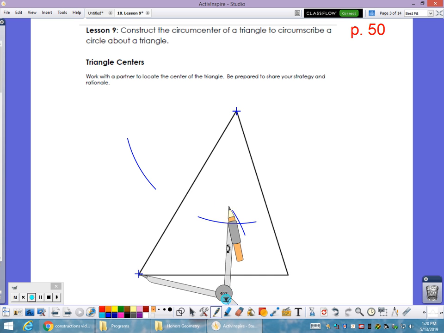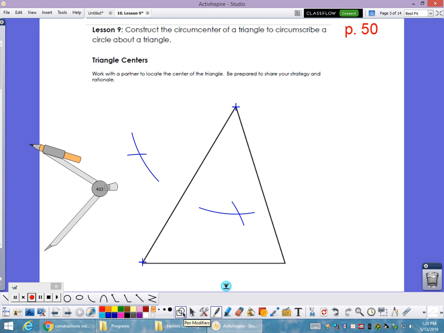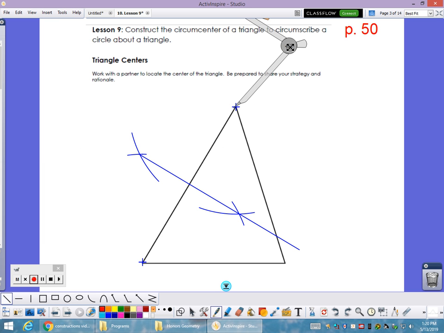Uh-oh. I think I changed it just slightly, but I think we'll be okay. Okay. So I have one perpendicular bisector. I'm going to extend it past because I want to make sure they intersect. I'm going to change colors and do the same thing on each of those sides. I'm not sure that's halfway. Let's try that. Okay.